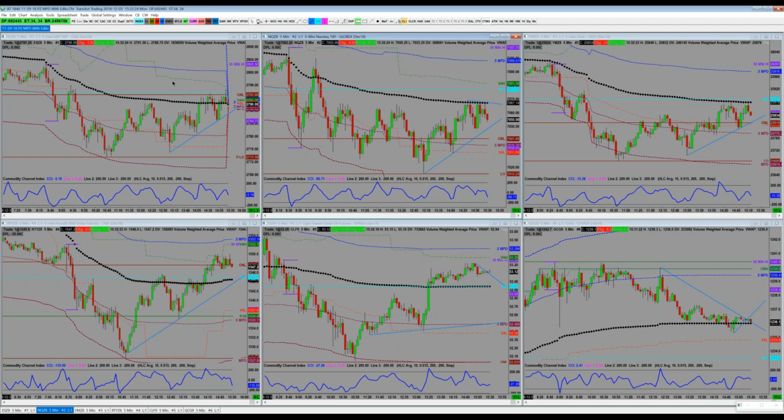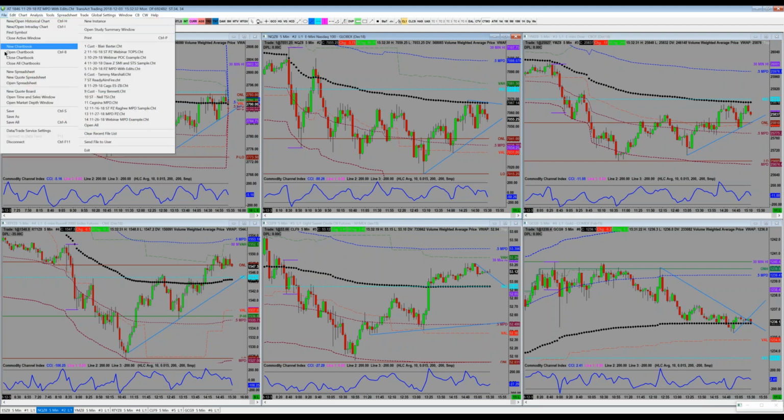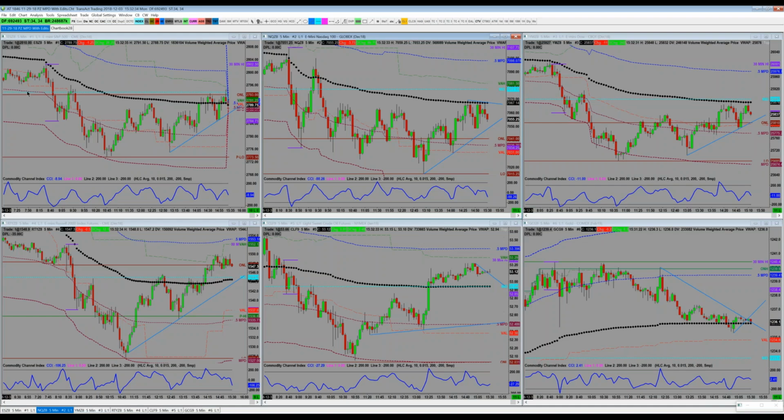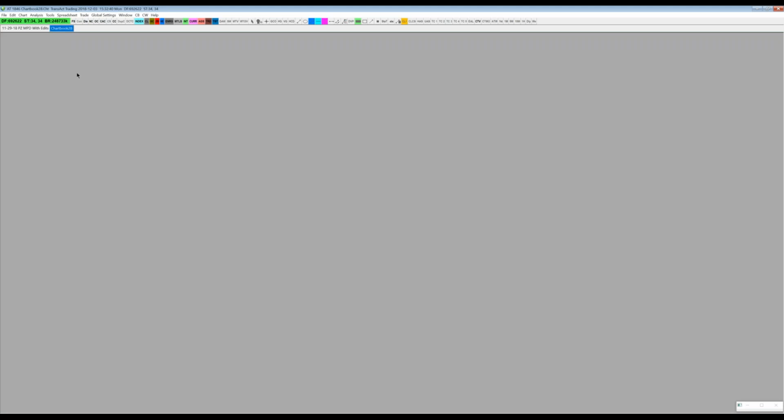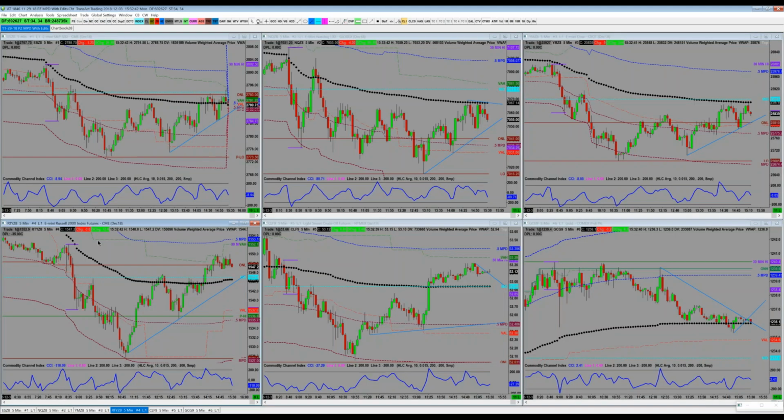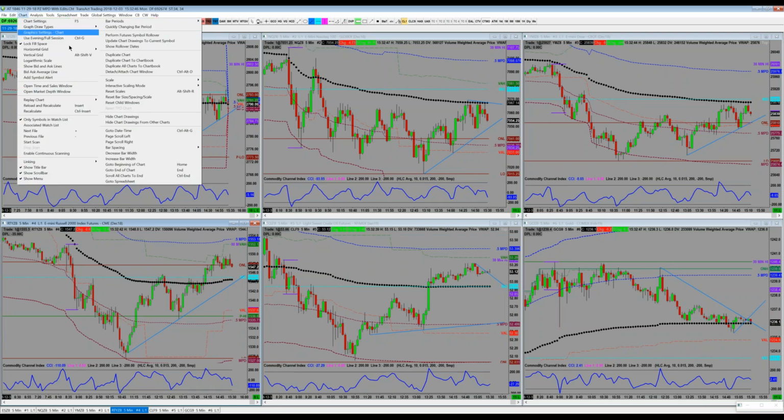Now, there's 6 charts on the screen: S&P, NASDAQ, Dow, Russell, crude oil, gold. Okay. What I'm going to do first is open a brand new chart book, and I'm going to copy the Russell chart in the bottom left over into the new chart book. So I just went to File, New Chart Book. That gave us this kind of blank screen. And I'm going to click on the chart that I want to copy into that new chart book, and I'm going to go up to Chart and select Duplicate Chart to Chart Book.